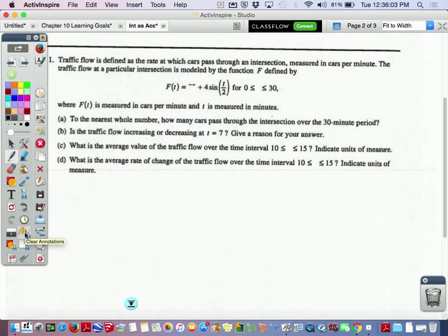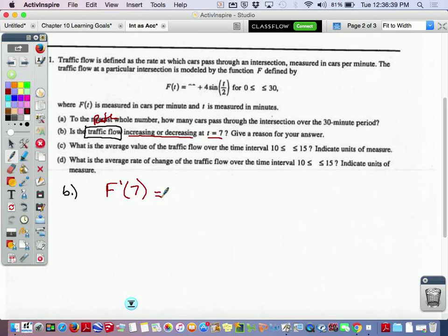Question B. Is the traffic flow increasing or decreasing at t equals 7? So this traffic flow, that is our rate. So what we're trying to figure out is whether the rate is increasing or decreasing at t equals 7. If I want to know if the rate is increasing, I have to look at the derivative of the rate. So we want to find f prime of 7. Again, this is a calculator question. Have the calculator do the work for you.